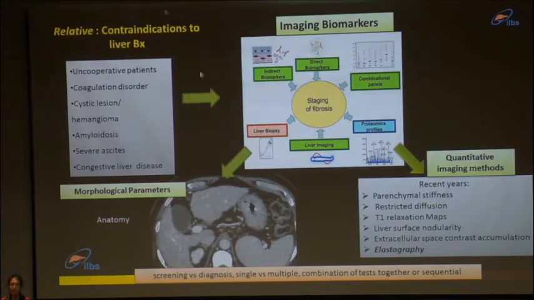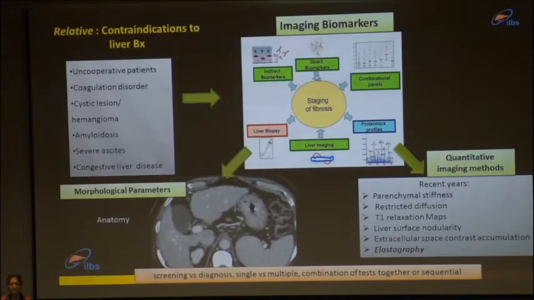So because of all these, we move on to imaging biomarkers. And like I said, there are many biomarkers. We have indirect and direct biomarkers and combinational panels, proteomic profiles. All these are now coming together to give us a staging of fibrosis. Liver biopsy is just one of them. And of course, liver imaging is a very important part of these imaging biomarkers.